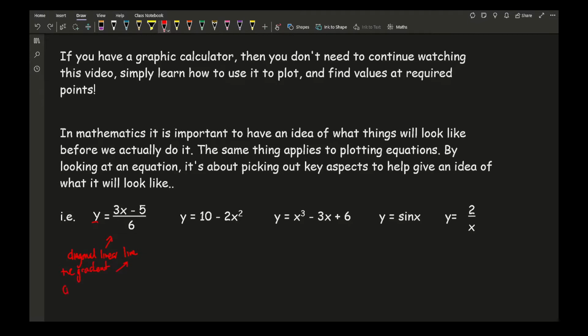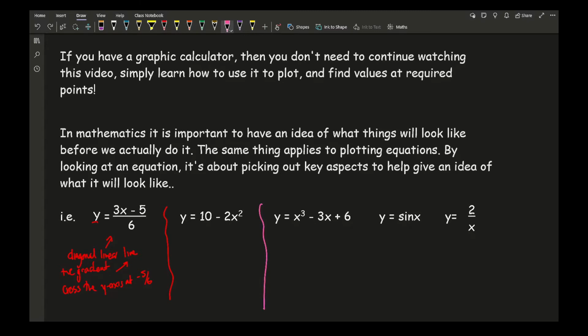I also know that it's going to cross the y-axis at minus 5/6. So without even drawing it, I've already found certain aspects that when I do my sketch, as long as it abides by those things that I've mentioned there, then it's a good chance that I'm going to get full marks for my sketch. Now moving on to the next one.